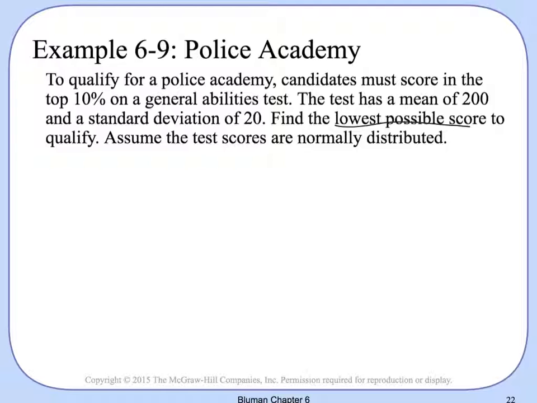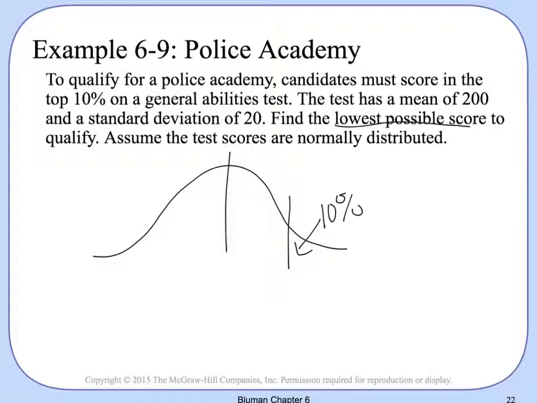To qualify for the police academy, candidates must score in the top 10%. So I have this top little 10%. Not that this value is 10%, but this area is 10%. The test has a mean of 200, so I'll put that in the middle. That's our mean. And our standard deviation is 20. There's not really a spot to put that on here. That's not this value, that's just how far each thing is marked out. So I'll just put it over here: standard deviation is 20.